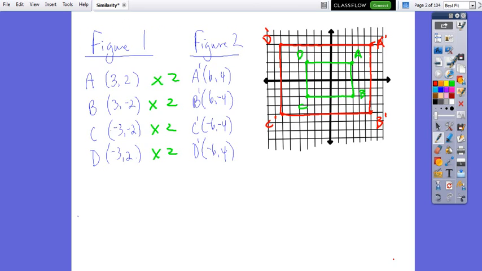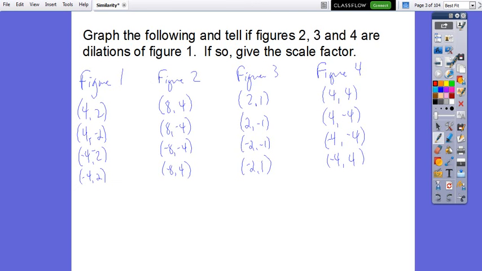All right, let's take a look at another one. This is one where we don't necessarily have to graph it. It says, graph the following and tell if figures 2, 3, and 4 are dilations of figure 1. If so, give the scale factor. All right, we're not going to graph this right this second. But we are going to determine if these are dilations. All right? And if they are, we're going to give the scale factor. So let's look at 1 to 2, 1 to 3, 1 to 4. So let's look at 1 and 2.